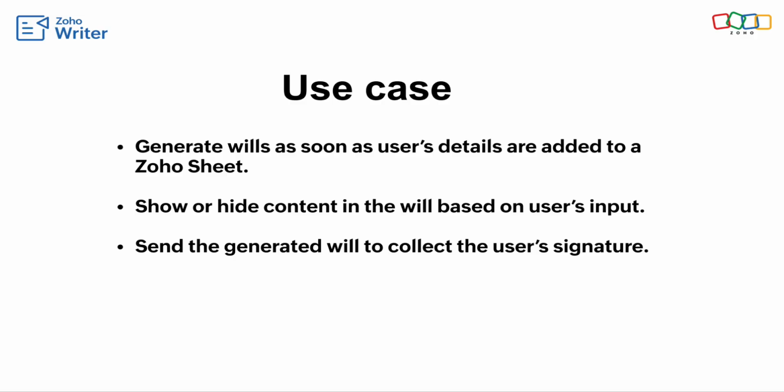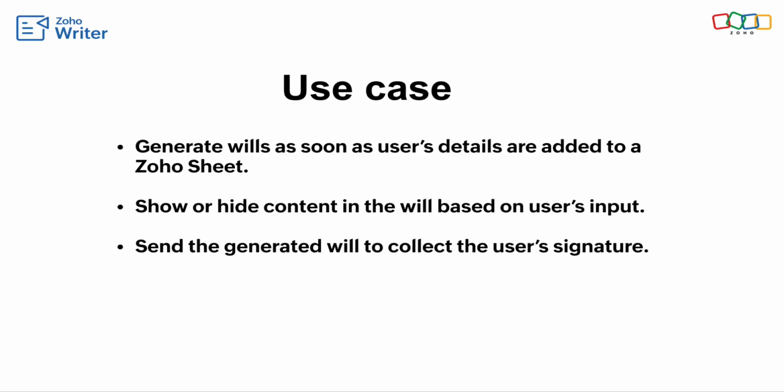And in many firms, when a new client record is added, the drafting team jumps in to create the first version of the will. But Sam, is it possible for Writer to generate these legal documents automatically the moment a new entry appears in the sheet?